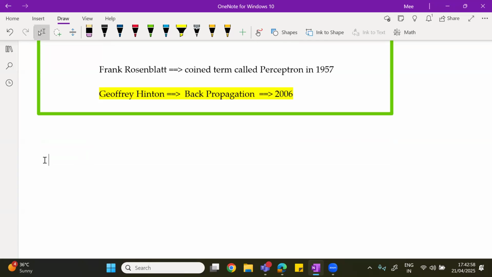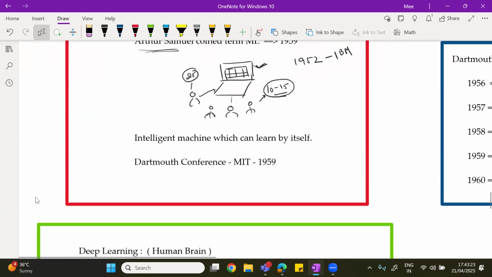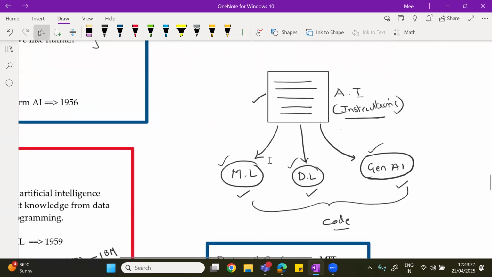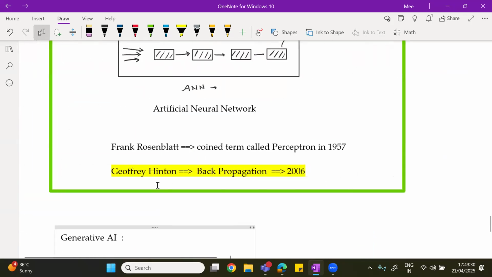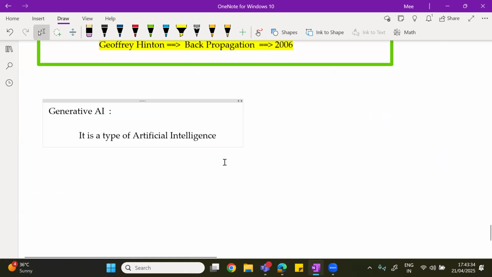Now, there is something called generative AI. What is this generative AI? I'll just put on a small definition and then we will go deep into this. It is a type of artificial intelligence. This all comes under artificial intelligence, as I told you, AI is being implemented with ML, DL, and Gen AI. So it is a type of artificial intelligence that focuses on creating new content, or you can say generating new content.